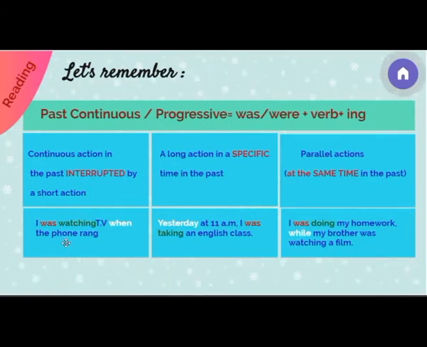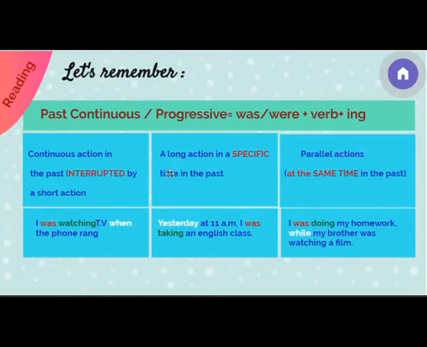So the example will make it clearer for you. I was watching TV when the phone rang. So the first action is I was watching TV. It's a long action in the past, and then it is interrupted by the second action, which is the phone rang. So here we can note the use of when.